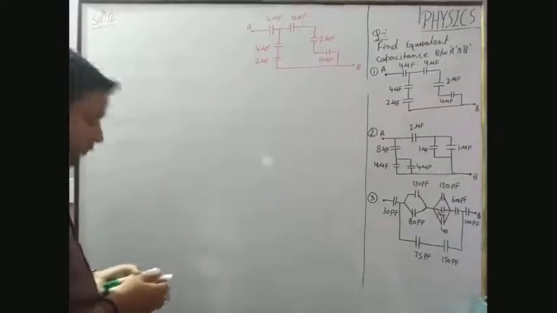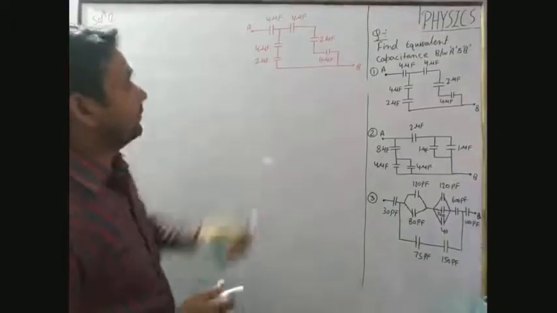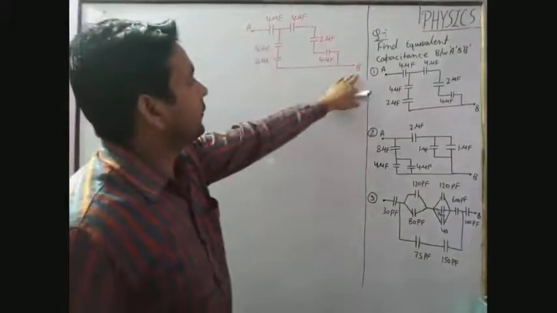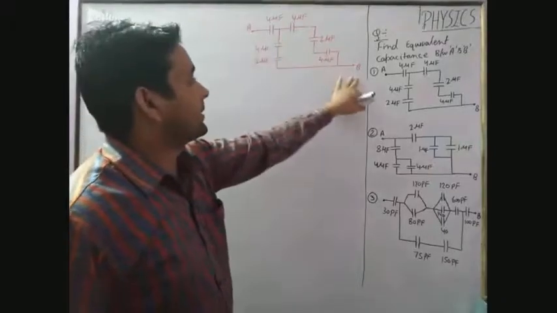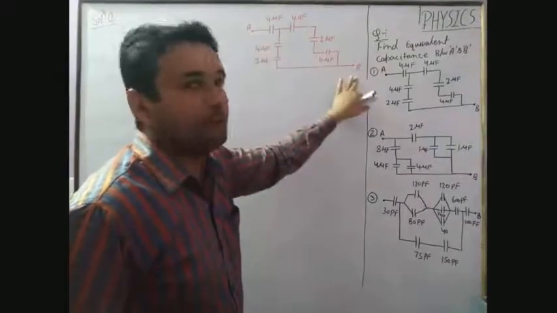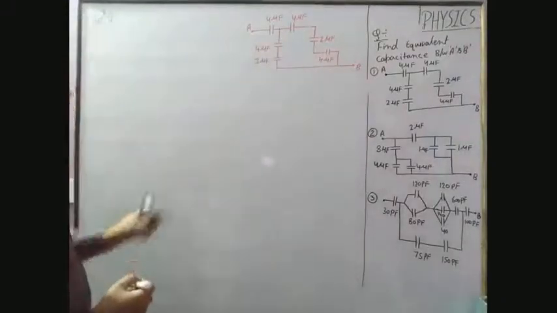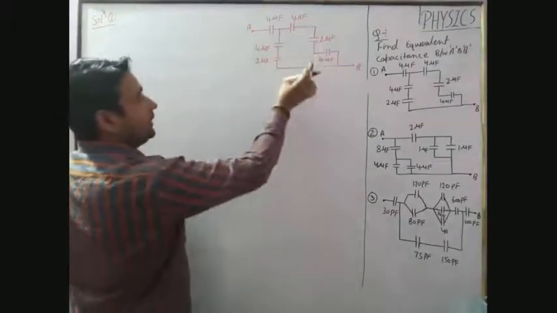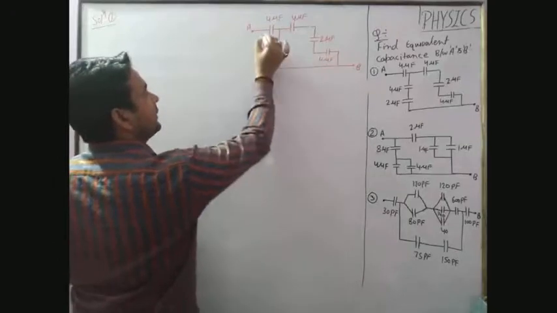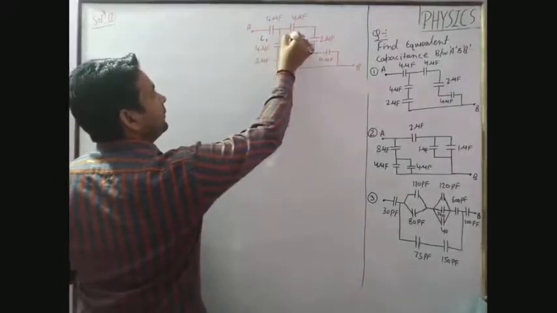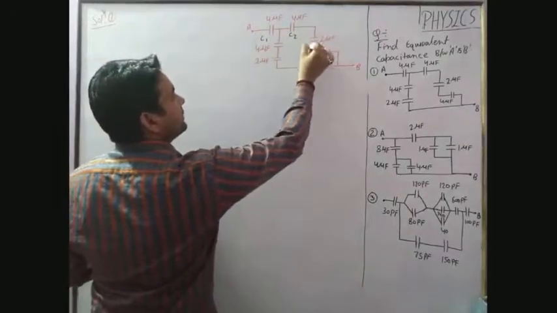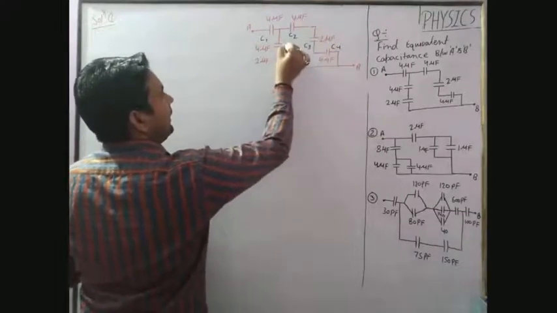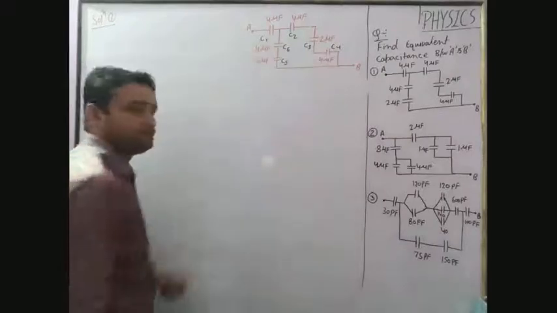Okay, now students, next we have this network. Again we need to calculate the value of the equivalent capacitor between the points A and B. So first we name the capacitors used in the circuit. Let's say C1, C2, C3, C4, C5 and C6.